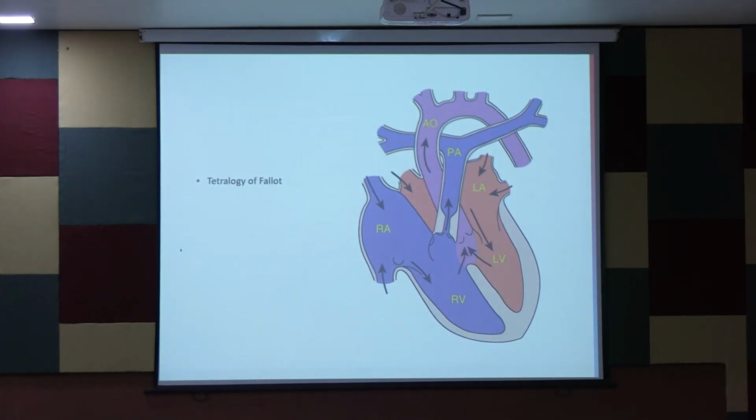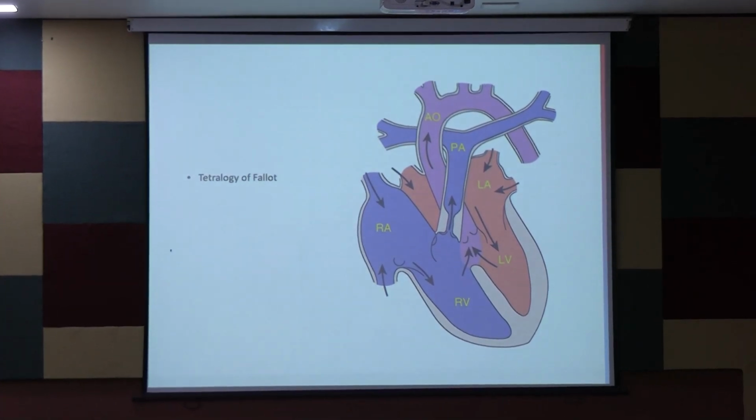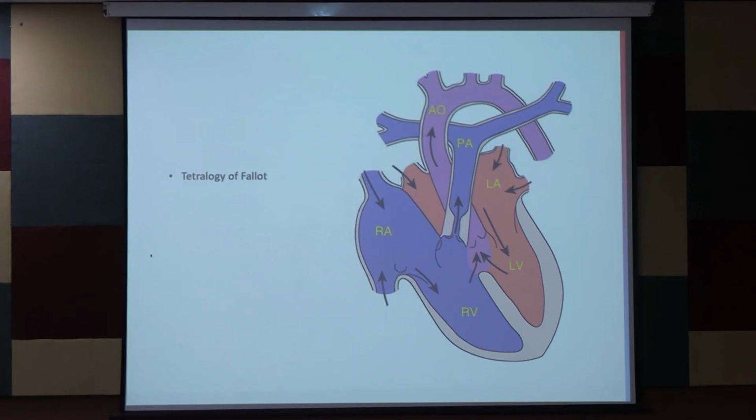So suppose a child has a small amount of blood going from the right ventricle to the aorta, then there will be no cyanosis. You cannot detect cyanosis, and the child looks pink, with no cyanosis. This is known as pink Fallot. So what is pink Fallot?